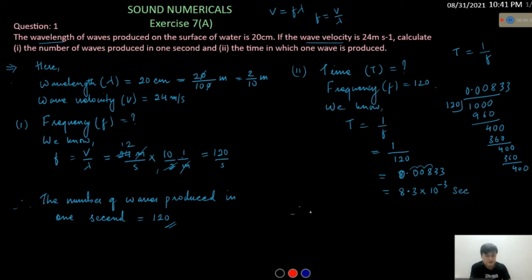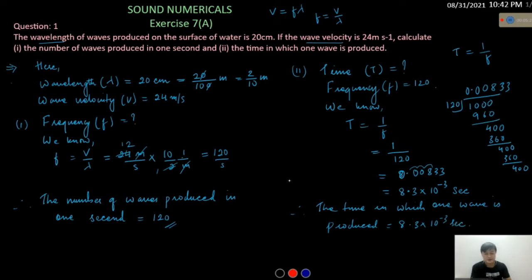Okay, therefore we can write here the time in which one wave is produced is equal to 8.3 into 10 to the power minus 3 second.